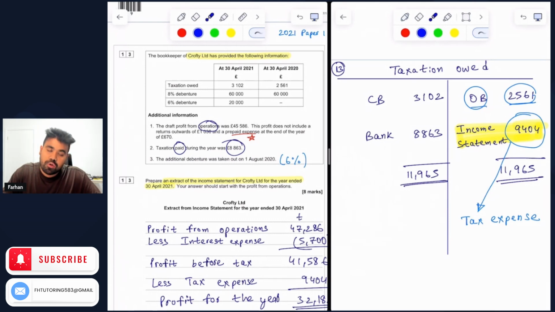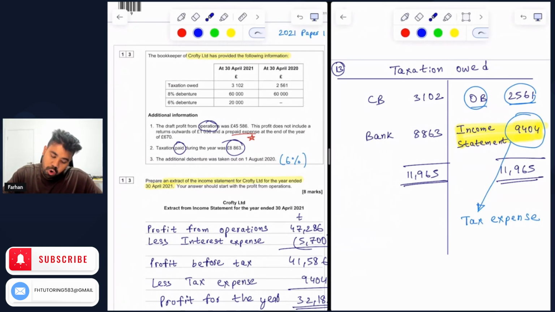So within the taxation owed T account, you can see that I've included bank on the debit side of £8,863. Now, what is the logic of including it on the debit side? Think about it. When the company is paying taxes to the government, there is a reduction in liability. As we already understand that liabilities by default are credit, and anything that reflects an increase in liabilities are always shown on the credit side. But because we have paid for taxes, which means now there is a reduction in the liability. So therefore, if there is a reduction in the liability, we have to debit it. So that is what we have done here.